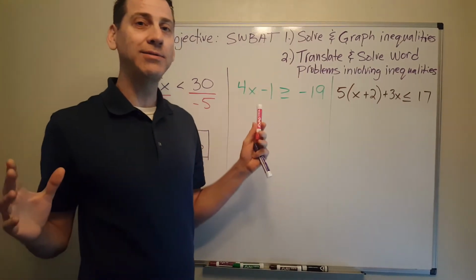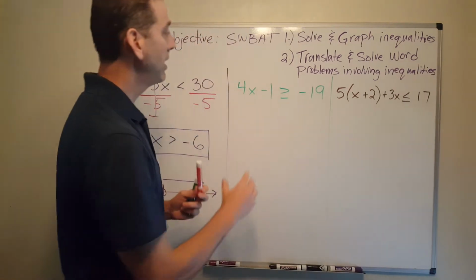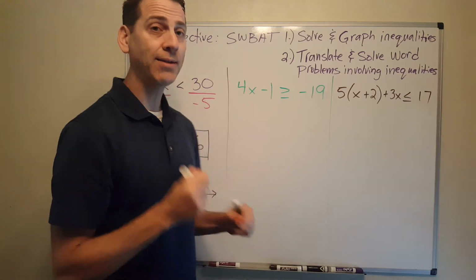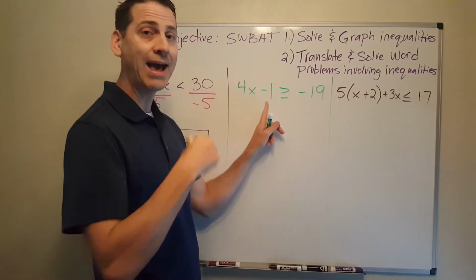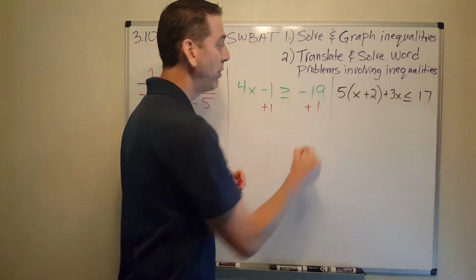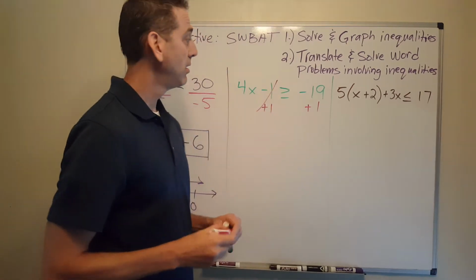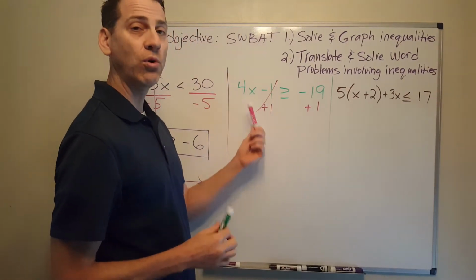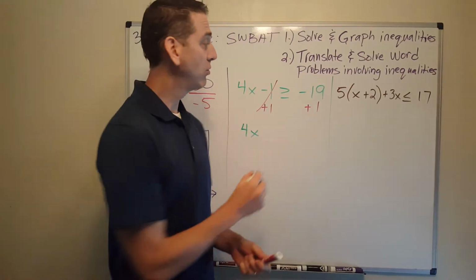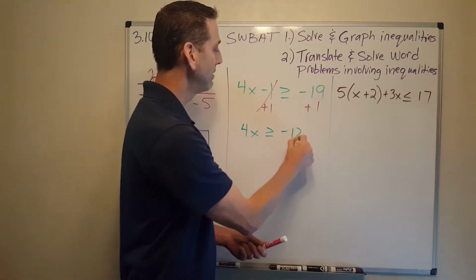Okay, so again, the same process for solving equations. So let's go ahead and start with, we have an addition or subtraction here, don't we? So we got to start with that. I need to get rid of that negative 1, and I can just add its opposite by adding 1. And I got to do that to both sides. All right, so that's going to cancel. On the left side, I'm going to be left with 4x is greater than or equal to negative 18.